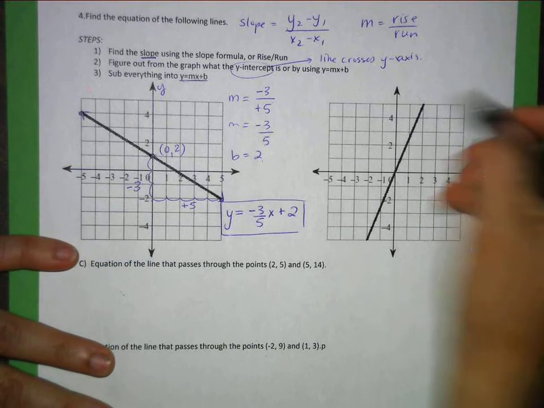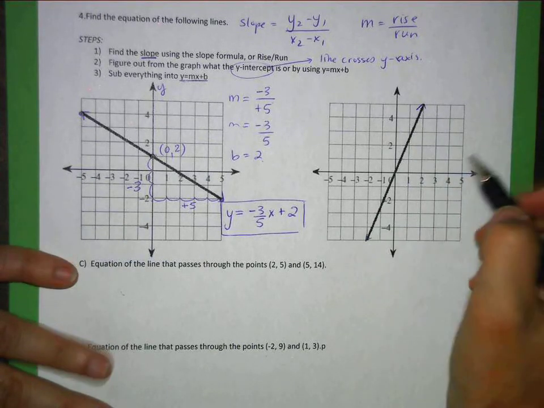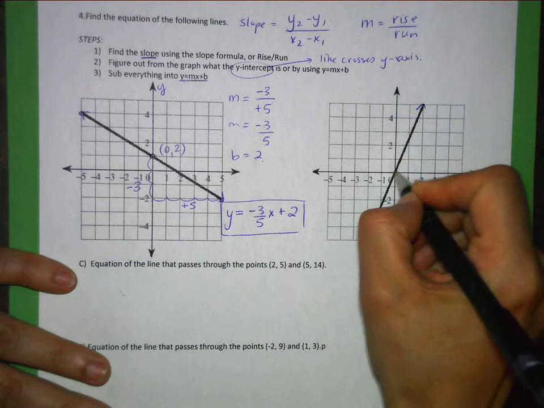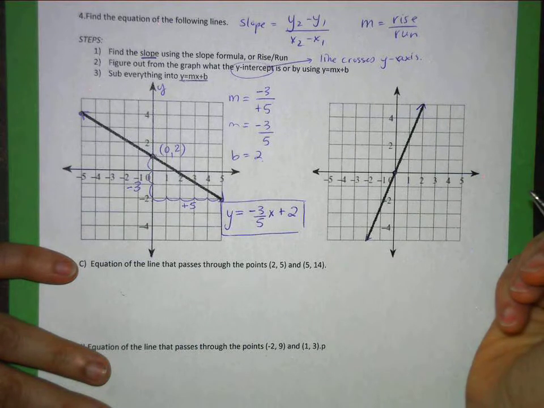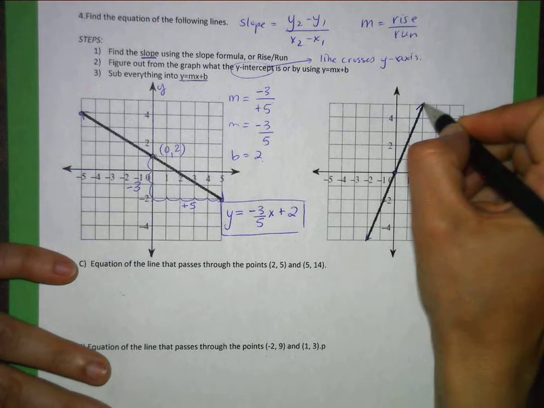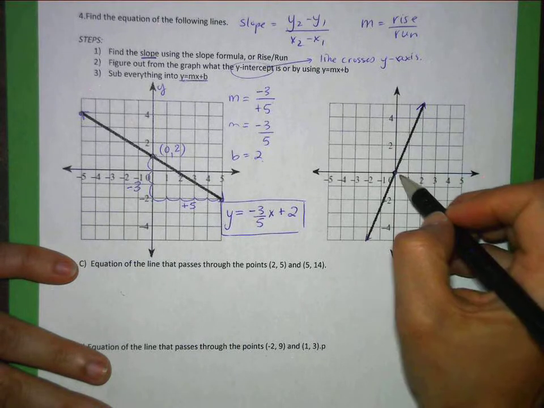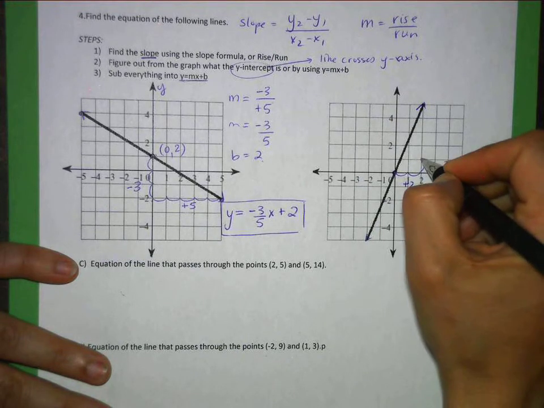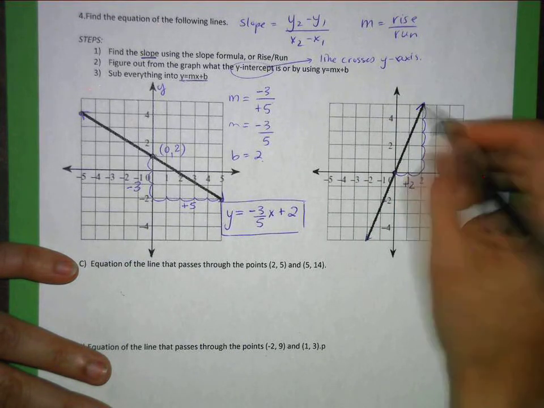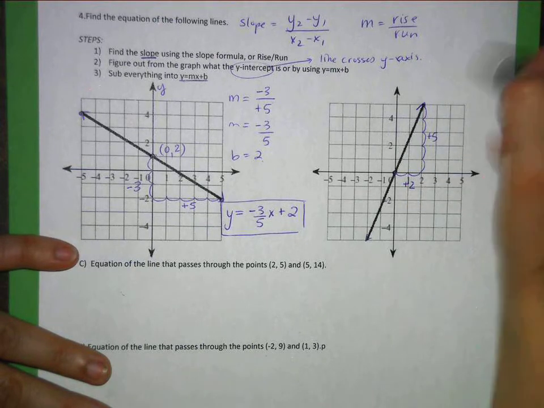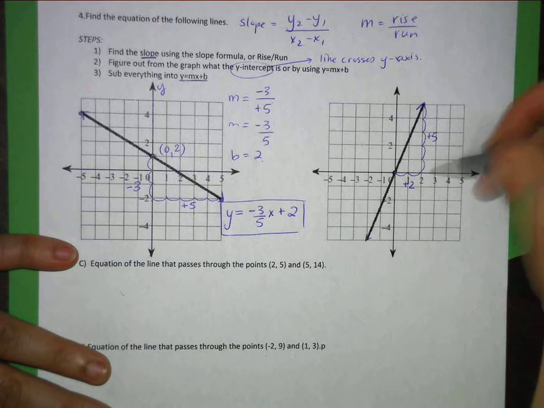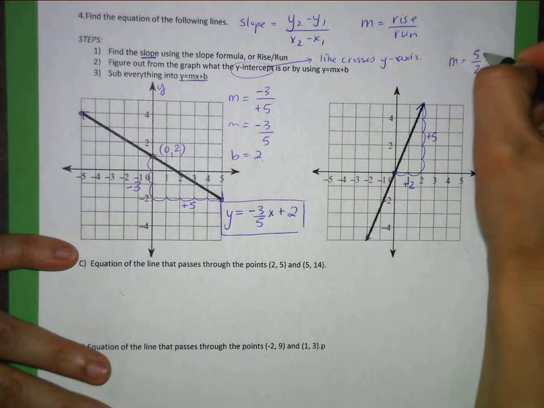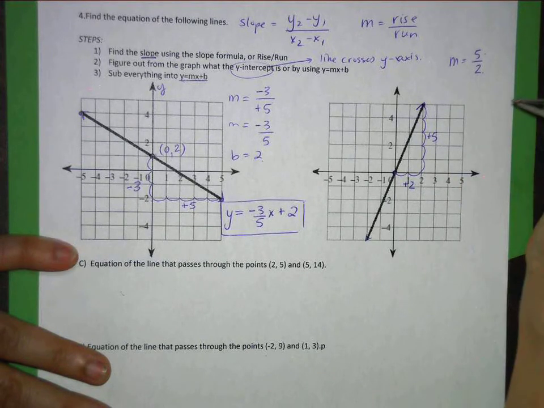Let's go on to the second one. And let's find 2 points on the line. The origin looks like it's right there. And this point way up here. So let's go 1, 2. That's 2 to the right. Then 1, 2, 3, 4, 5. That's 5 up. Now make sure when you do rise over run, the rise is the up and down. So m is 5 over 2. Rise is 5 up, 2 to the right.